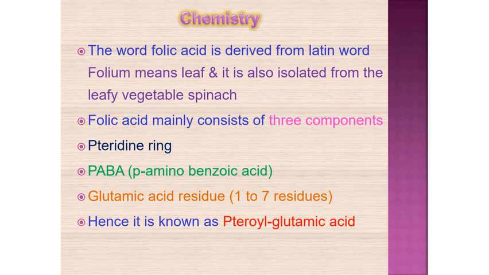Folic acid mainly consists of three components: a pteridine ring, then PABA, that is para-aminobenzoic acid, and multiple L-glutamic acid residues. Around 1 to 7 residues will be seen along with the folic acid. Hence, it is also known as pteroyl glutamic acid.